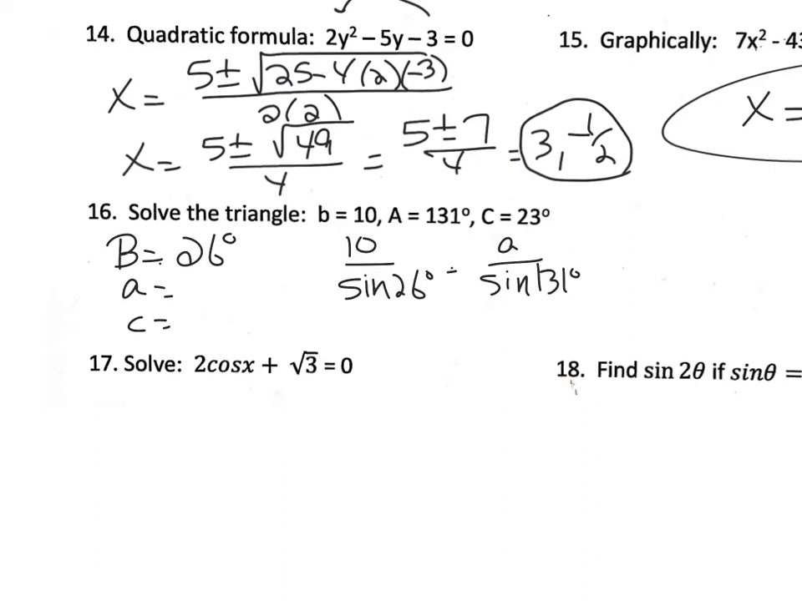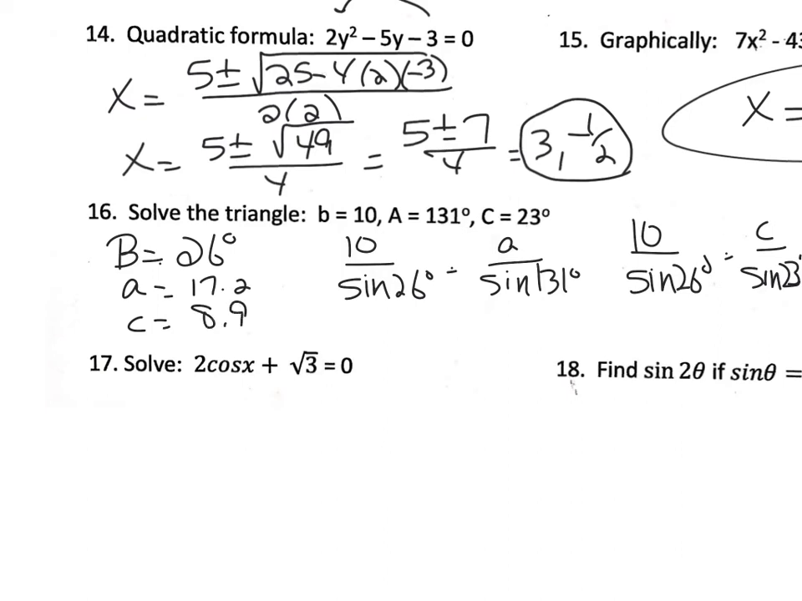And I'm going to multiply 10 times sine 131. Divide that by sine 26, and I get 17.2 for a. You could put just 17, I guess. I'm going to go 17.2. And then I'm going to do the same thing again to find little c. Do 10 over sine 26, those are my B's, little c over sine 23. And I'm going to multiply again. 10 times sine 23 divided by sine 26. Enter. I got 8.9. Okay.